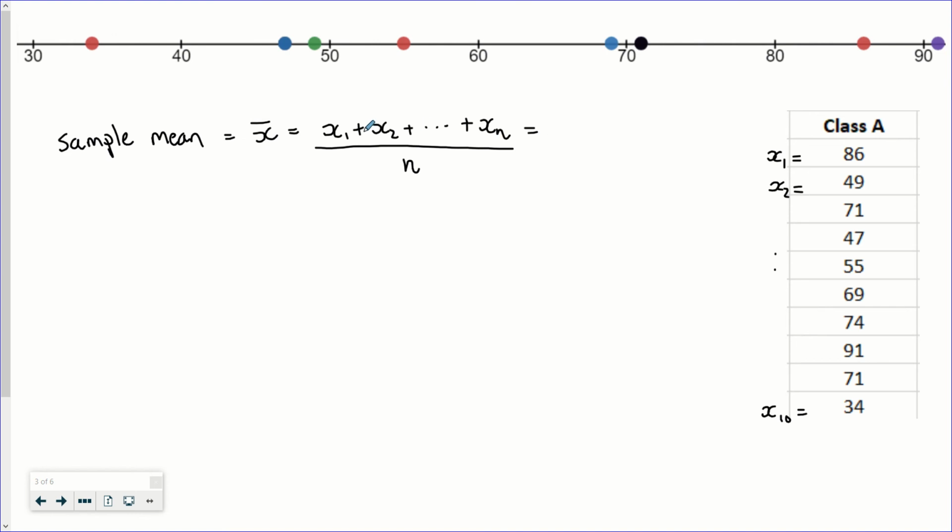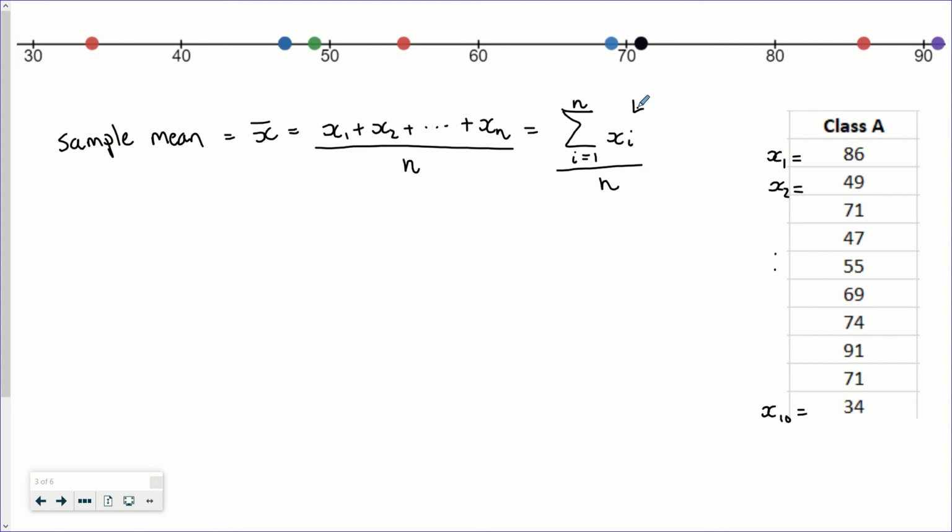A neater way of writing this would be to use sigma notation, and if you did that, you could write that as the sum of each xi, with i going from 1 up to the last data point. Let's say that there's n data points again, and then we divide that by n.